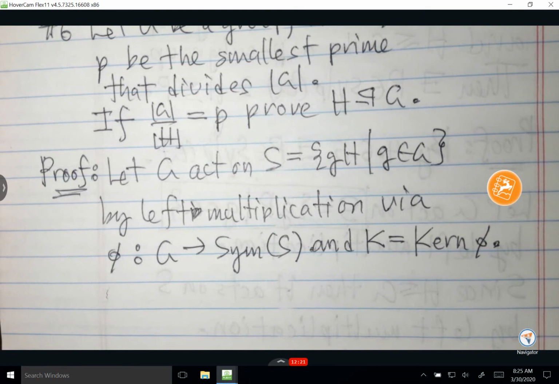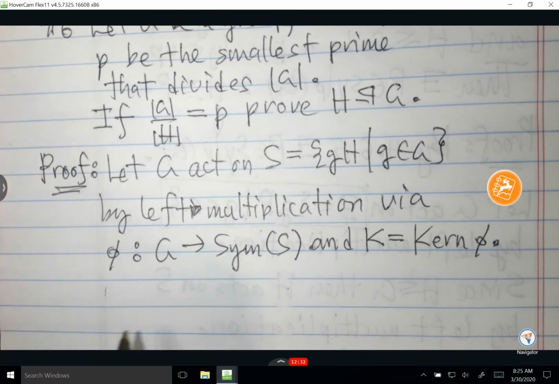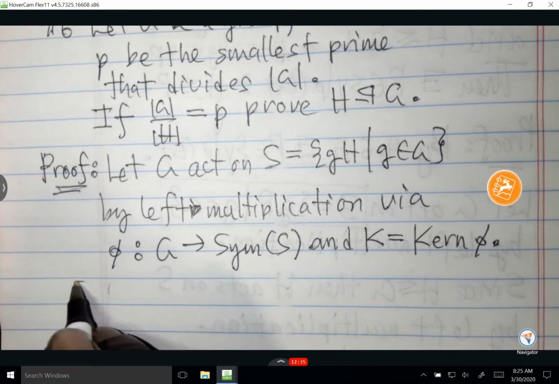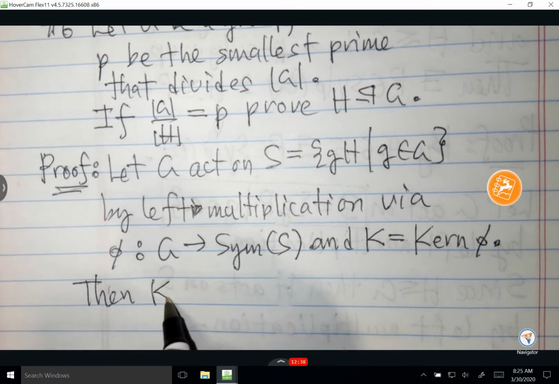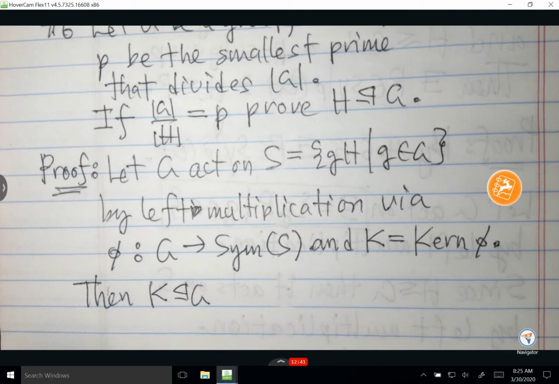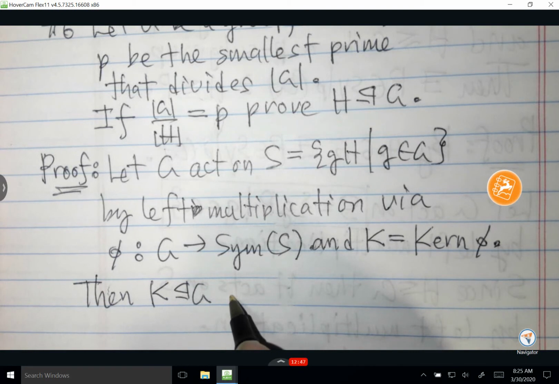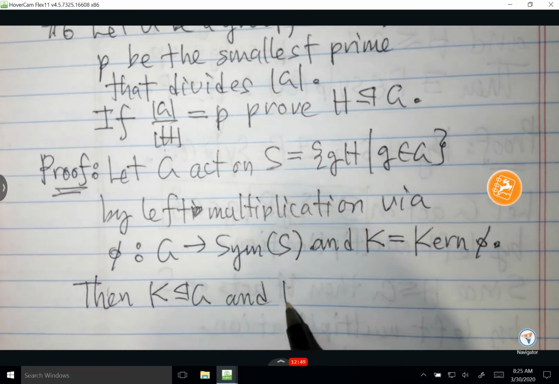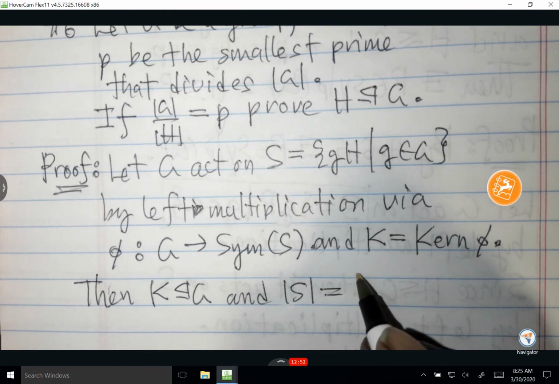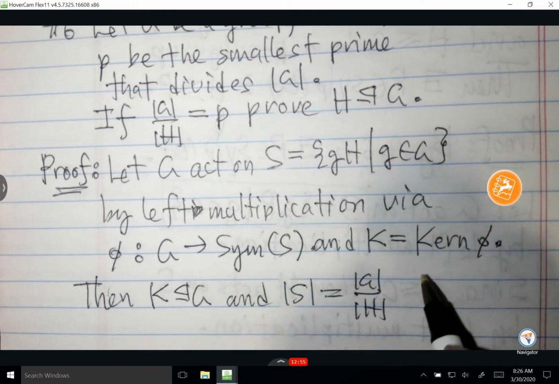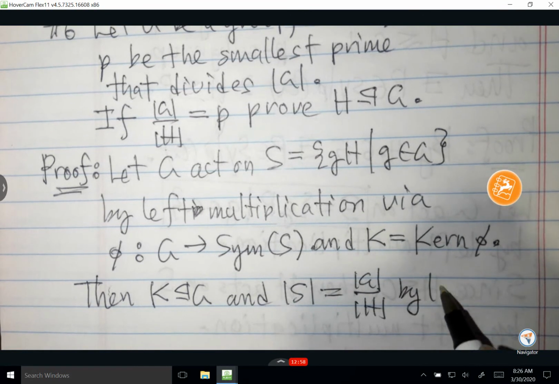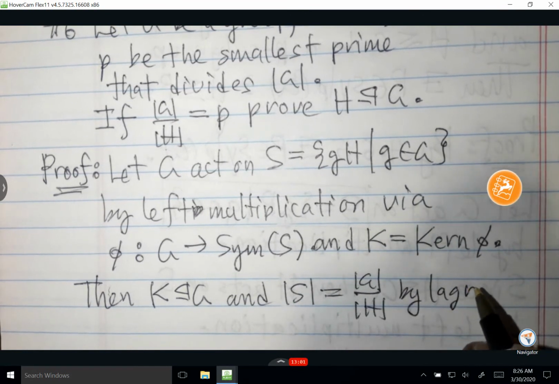You know that from abstract 1, the kernel of a homomorphism, any homomorphism, is a normal subgroup every time. So let's say that and remember that. Then K is a normal subgroup of G. And let's talk about the order of S. The order of S would equal the order of G over the order of H by Lagrange from abstract 1.